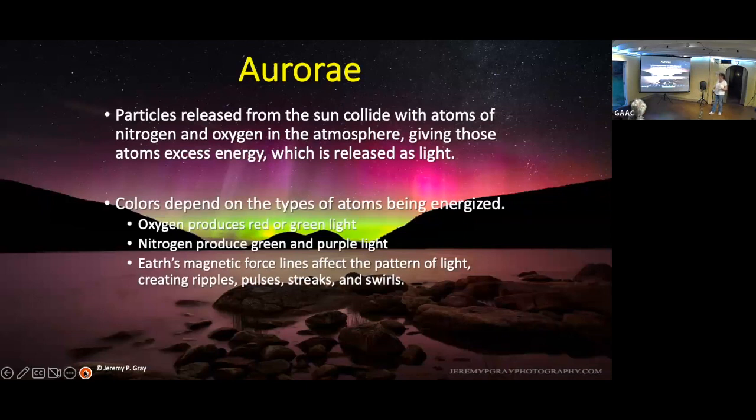Oxygen produces red or green light. Nitrogen gives off green or purple light. And the Earth's magnetic force lines affect the pattern of the light, creating ripples, pulses, streaks, and sparks.